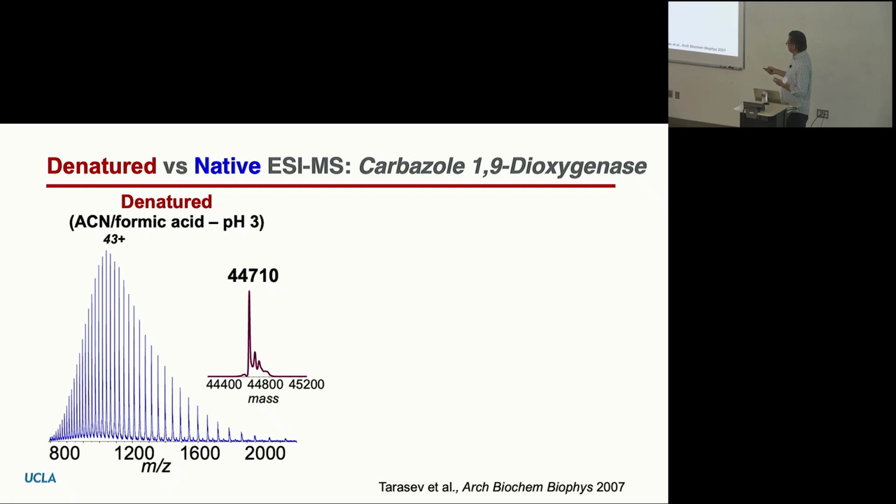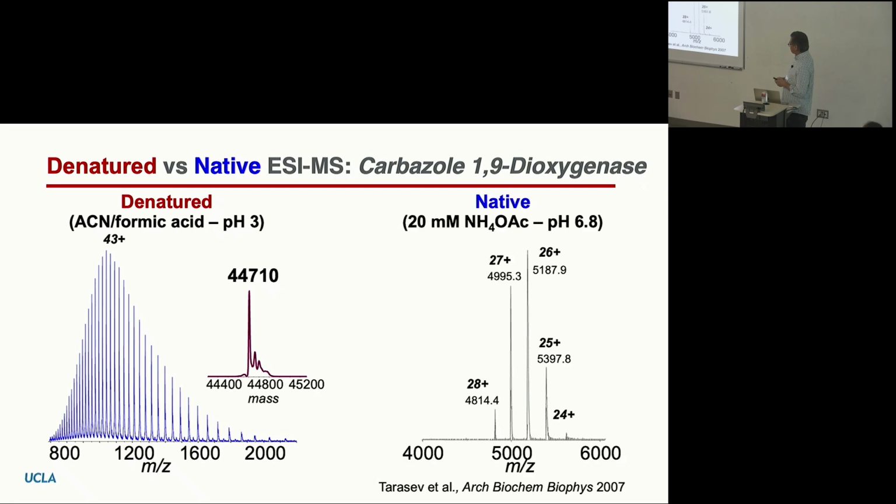This is an example we measured a long time ago. This was an enzyme that a group at Michigan had given us, and they wanted to know what the assembly size was under native solution conditions. So we took that protein, a dioxygenase enzyme, and dissolved it in a solvent that contained acetonitrile and a little bit of formic acid, so the pH was low. The protein unfolded, and we measured a molecular weight of about 44,700. That's the mass of the protein if you just calculated it from the polypeptide sequence.